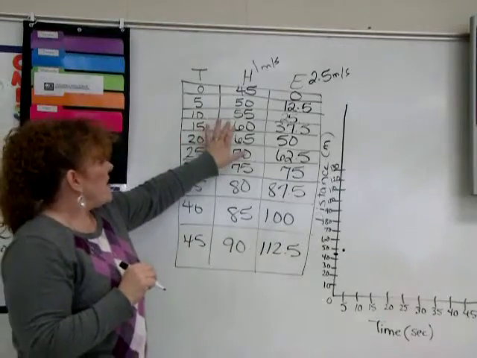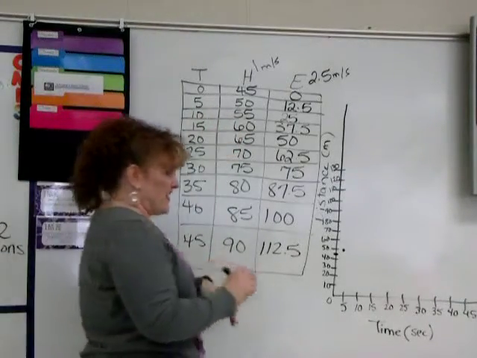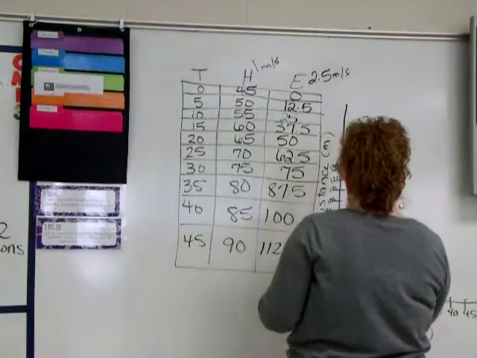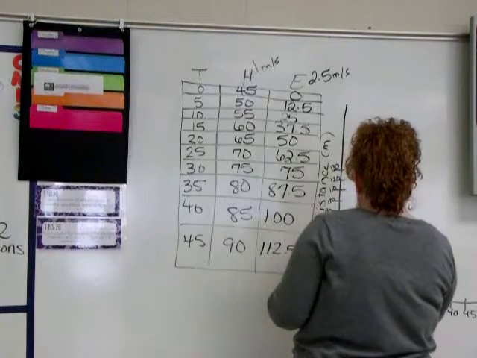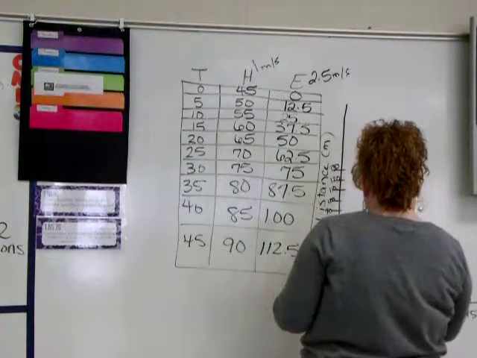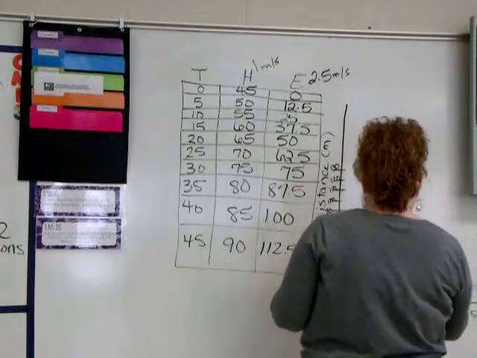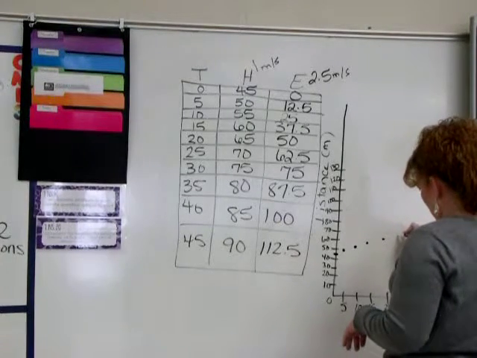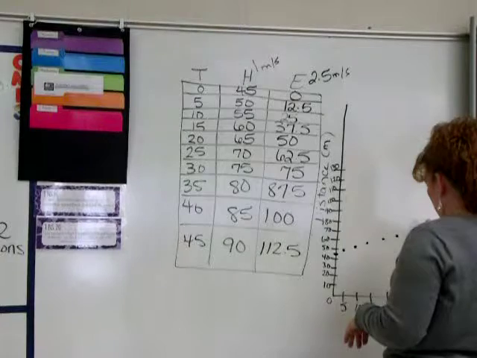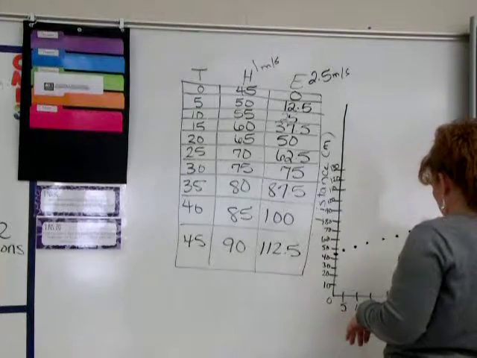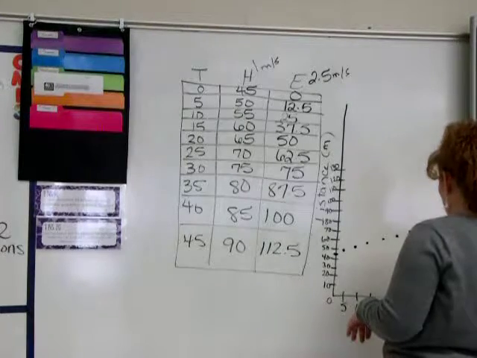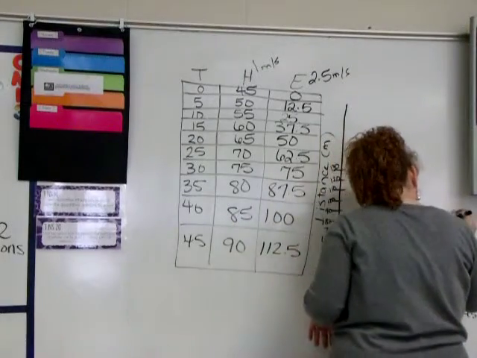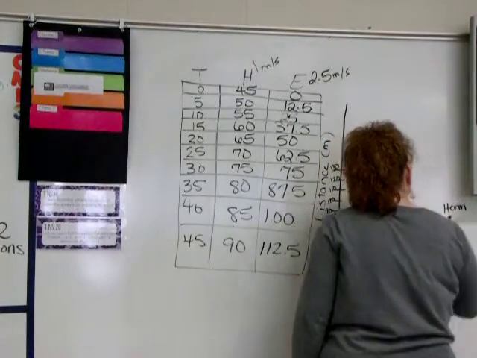At 10, you're up to 55. Then you're up to 60. Then you're up to 65. And then once you got it plotted, that's Henri's line.